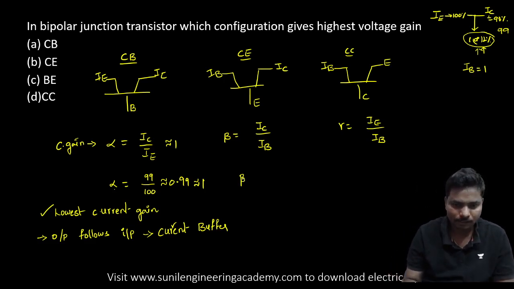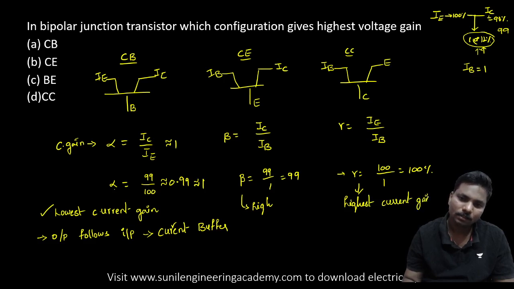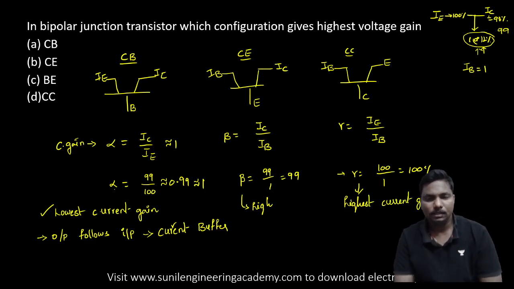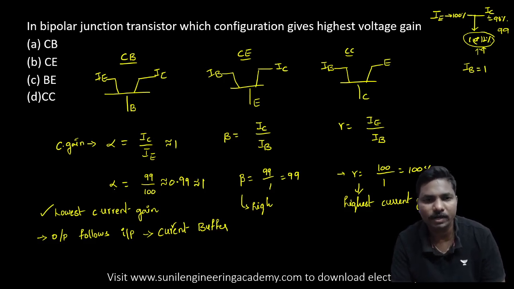Now coming to beta. IC by IB: IC is 99, IB is 1, so 99. So the current gain is high. For gamma, IE is 100, IB is 1, so it is the highest. Very important question: which has the highest current gain? That is common collector. So all of you pause the video and note down all the important points, and after the class revise one or two times.